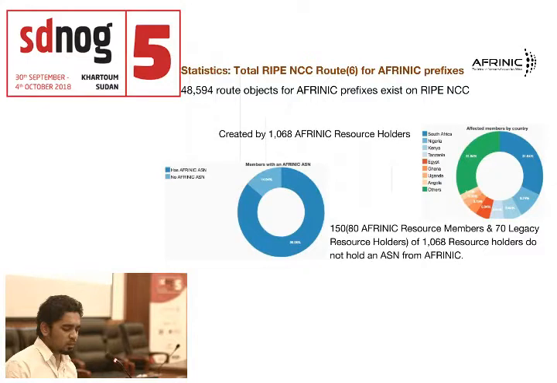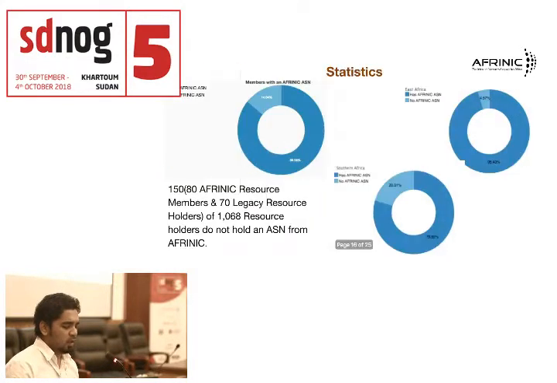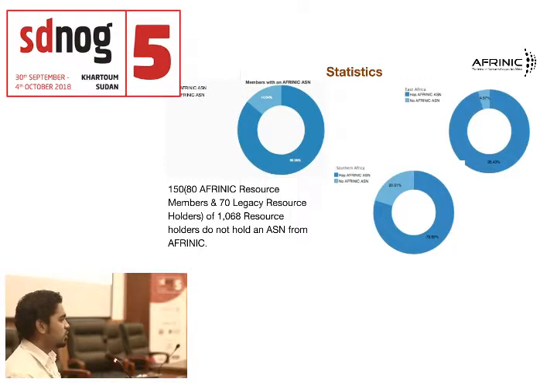So if you know someone who is not using it and they're having issues, we can help them. Some more stats regarding the actual creation and the members with the AFRINIC ASNs and those who don't have an AFRINIC ASN, so meaning they have an out-of-region ASN, you can have some details on the screen.